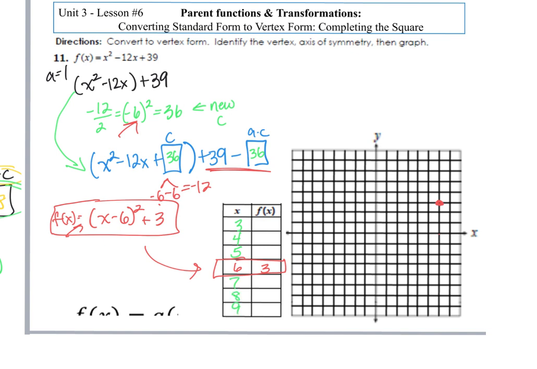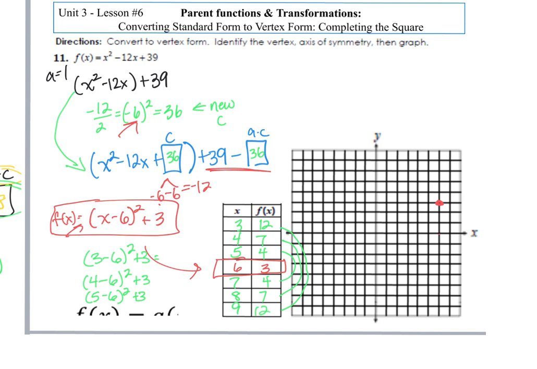Okay, if we plug in 3, we get 3 minus 6, all being squared, plus 3. What does that equal? That equals 12. Okay, we plug in 4, we have 4 minus 6, all being squared, plus 3. We get 4 plus 3 is 7. We plug in 5, we have 5 minus 6, all being squared, plus 3, and that's going to be 4. And remember, all parabolas are symmetrical, so our points are going to repeat on either side of the vertex. So we'll have 4, 7, and 12.